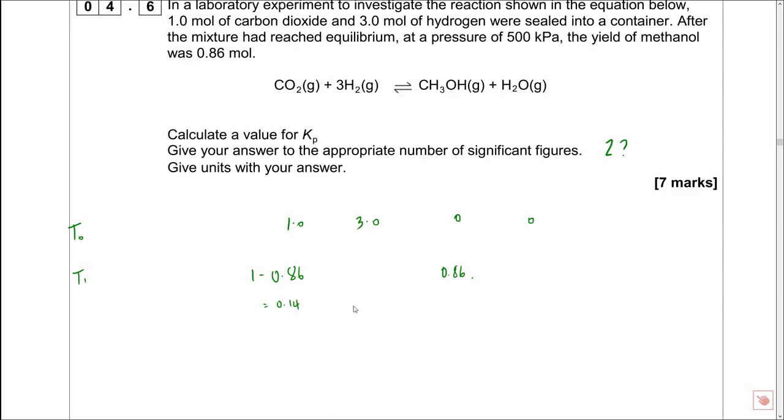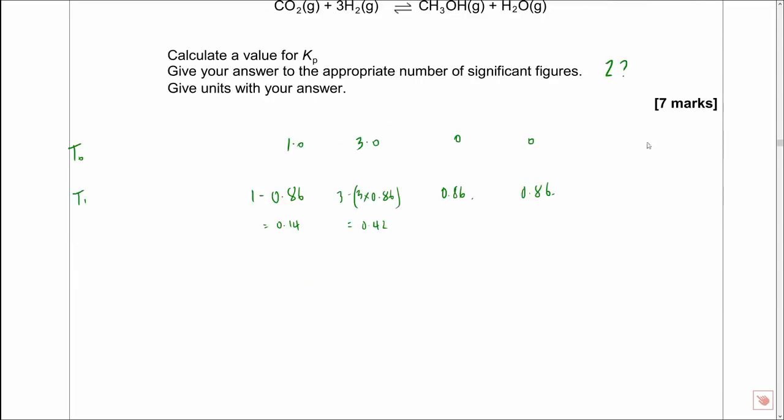This one is going to be different. Here, if I know 0.86 is reacted of this, then I know that 3 times 0.86 must have reacted and taken that away from my 3 moles there. So I'm going to have 3 minus 3 times 0.86, which is 0.42. And of course, the ratios being 1 to 1 to 1, this is going to be 0.86 as well. So these are the values that I want. That's a first step. That's going to score you a whole 1 mark in this 7 mark question. 7 marks, it's incredible.